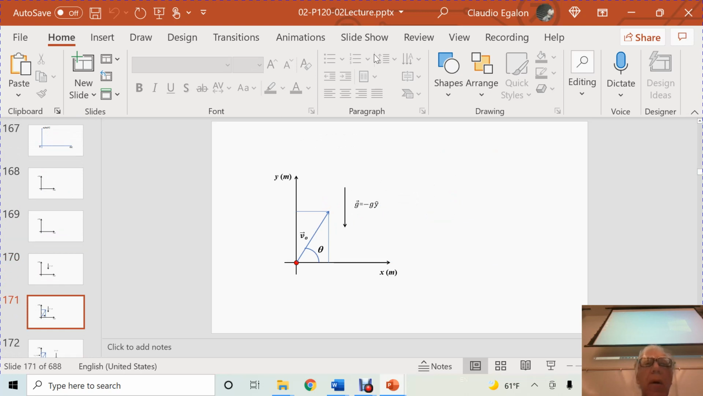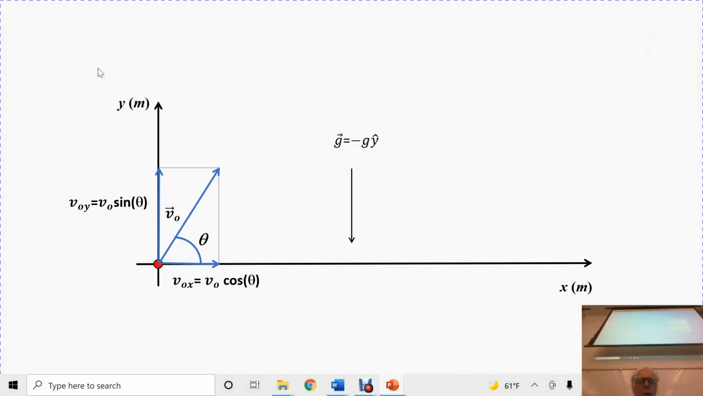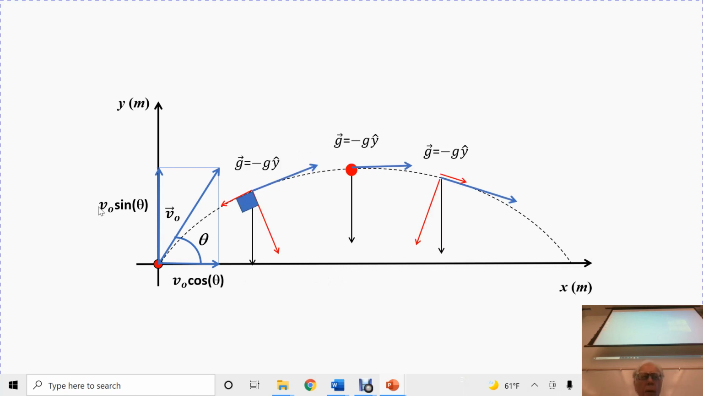So, slide show from current slide. Here you go. Okay, parabolic motion. So the range is this distance here, from here to here. Okay, that's the distance. That's the range.